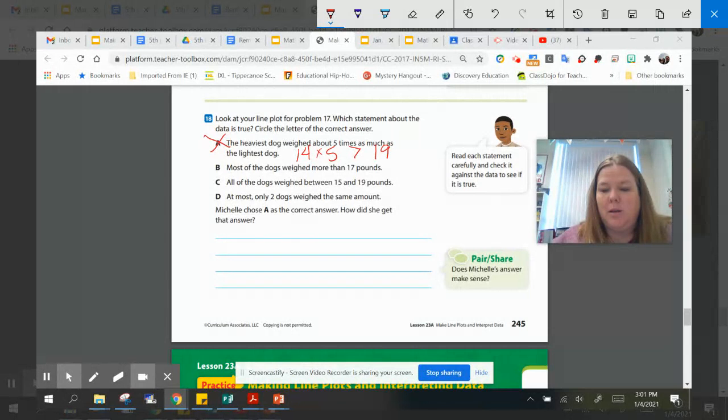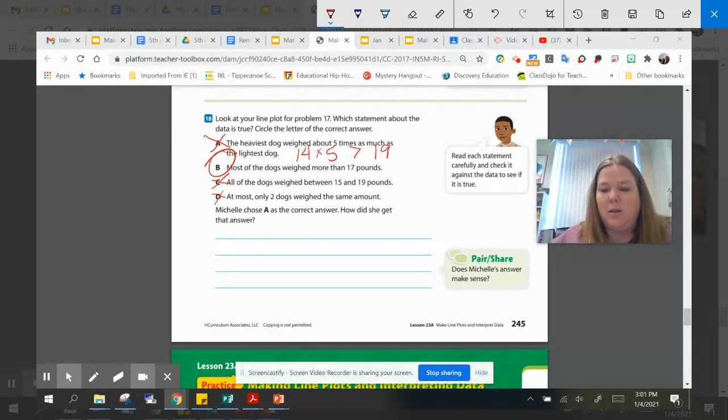Most of the dogs weighed more than 17 pounds. 1, 2, 3, 4, 5, 6, 7, 8, 9. 9 of the 14. So that looks like a good chance. All the dogs weigh between 15 and 19 pounds. Almost, except there's one dog that is less than. So C does not work. It almost did. And at most, only 2 dogs weighed the same amount. That's not true, because 17 and 3/8 had 3 dogs. So we were right that it is B.